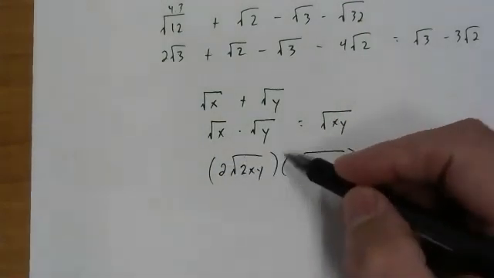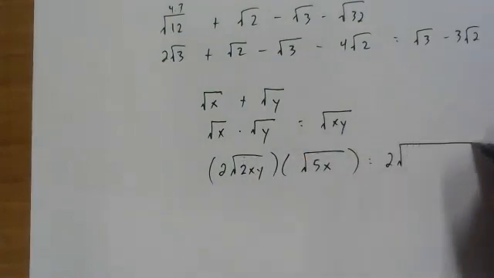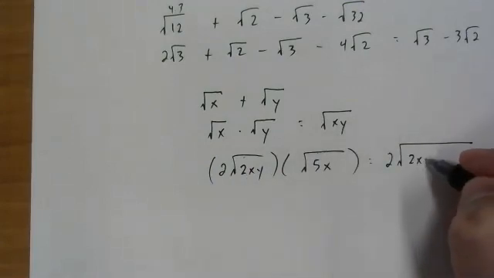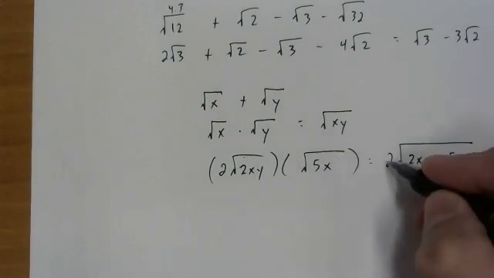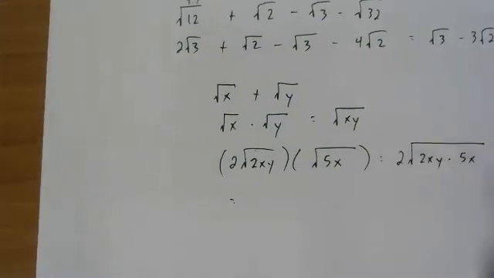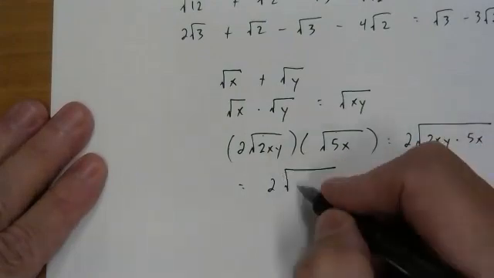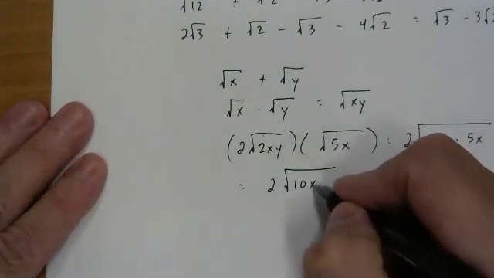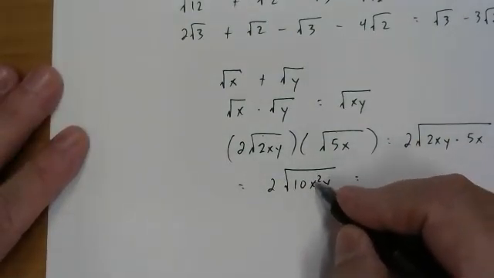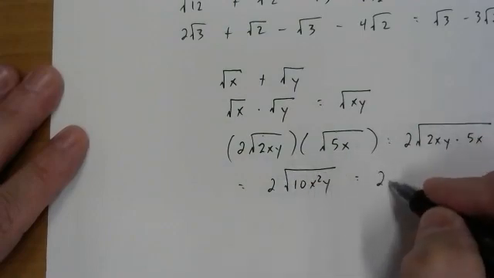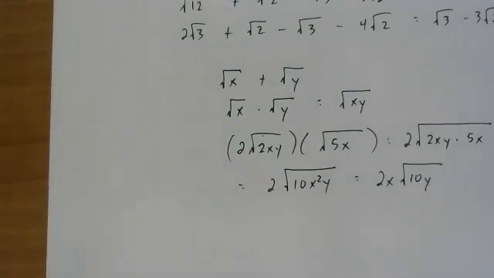Since these 2 are both square roots and they're multiplied, just to make it clear, I won't even skip any steps. So the 2xy times 5x, of course the 2 is out front. So now I have 10 x squared y. Of course, this is not really simplified because the x squared can come out as an x. So you would have that.